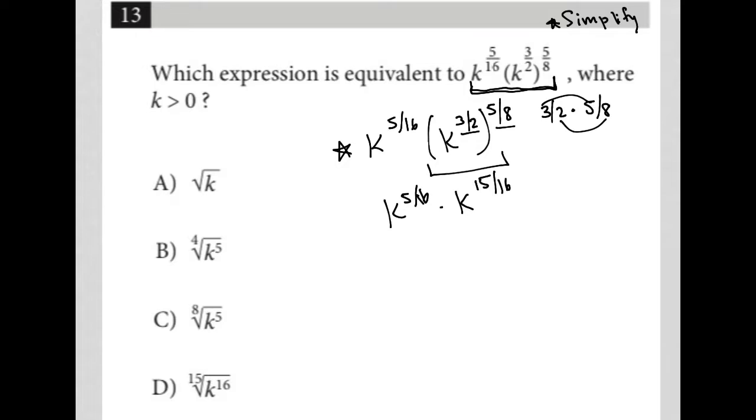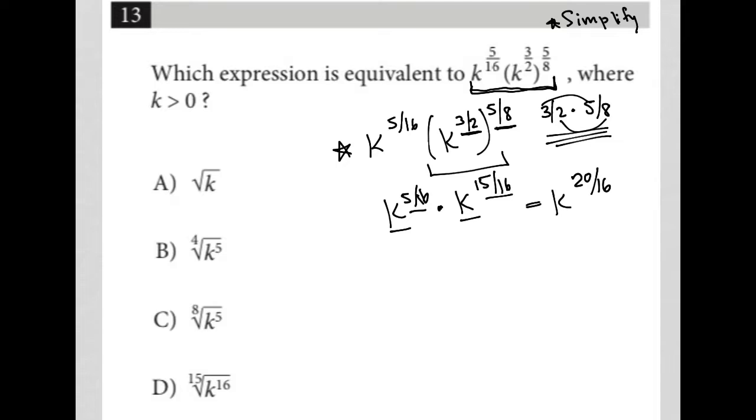And then to simplify that, what we do is we add the exponents, right? So just a little bit of review. Whenever you have a power, like 3/2, raised to another power, like 5/8, you multiply the exponents together. Whenever you're multiplying the same base, in this case k, that have exponents as well, you add those exponents. So this will become k to the 5/16 plus 15/16, which is 20/16.